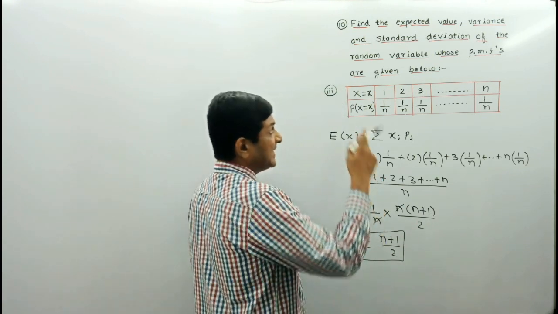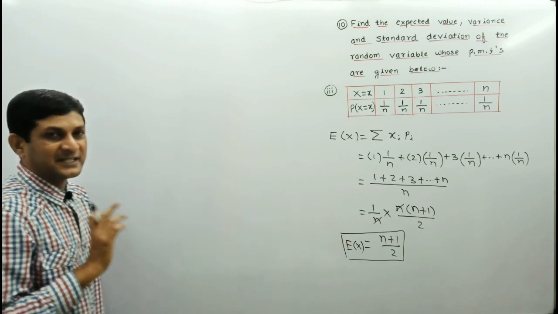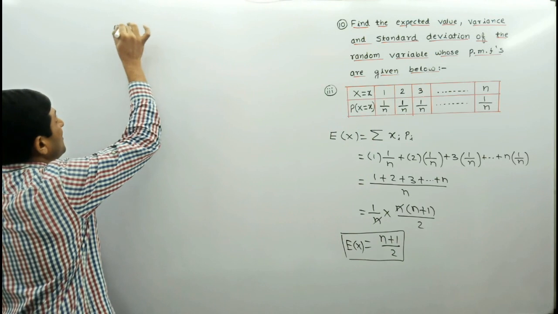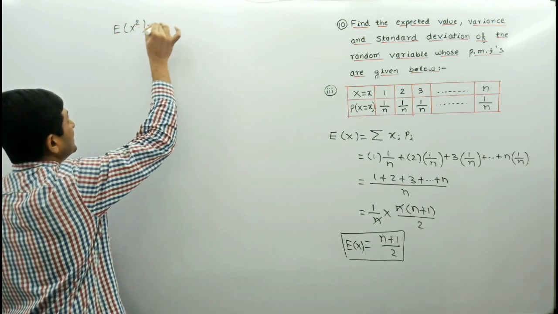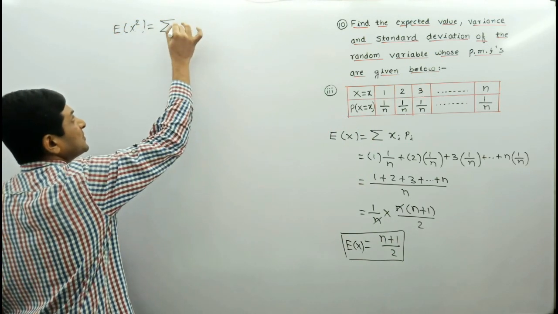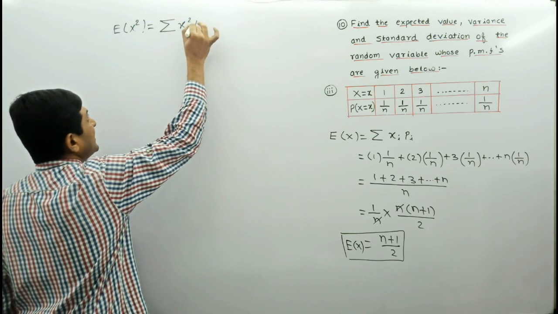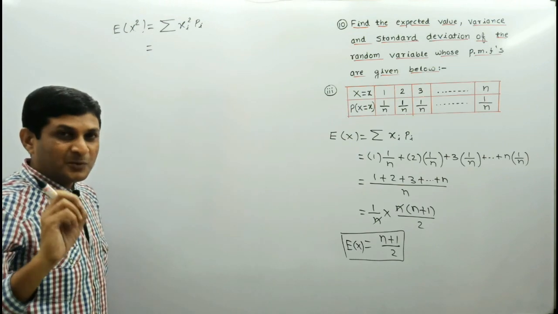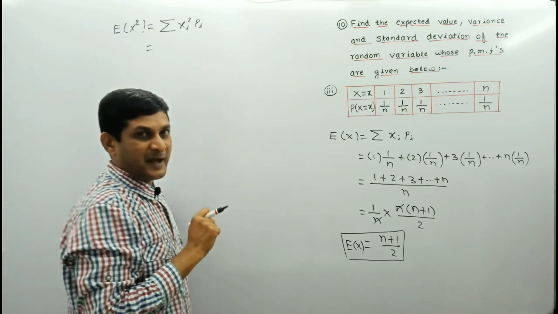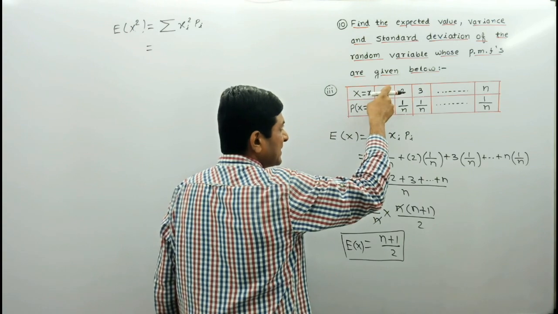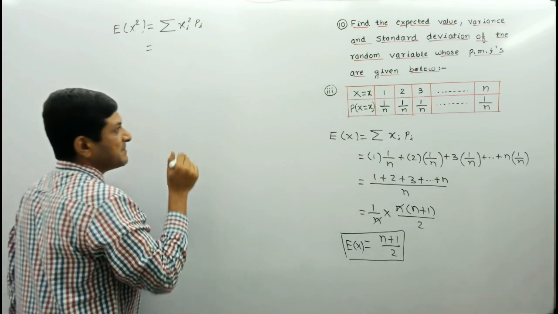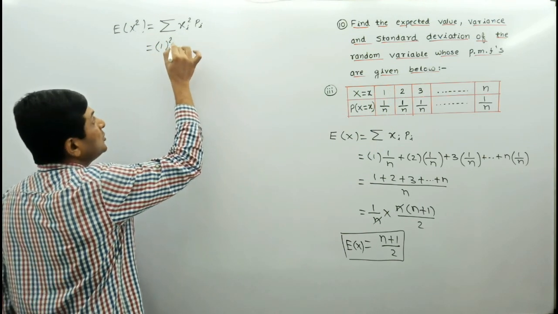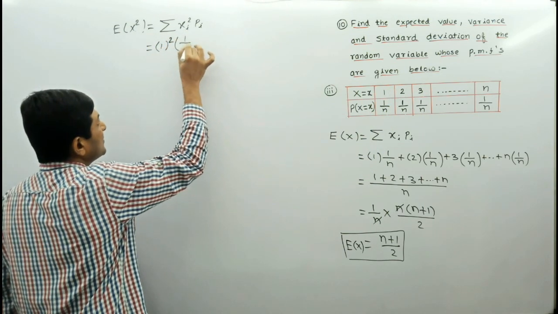Now we are finding the second required value, that is variance. To find variance, we will require the value of E of x square. So what is the formula to find E of x square? That is summation xi square into pi, meaning it is the sum of product of the square of the random variable and its probability. So in the first case, what is the value of the random variable? 1, and its probability is 1 by n. So 1 square into its probability will be 1 by n.